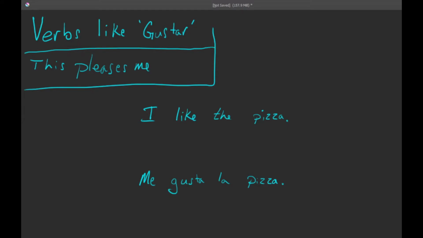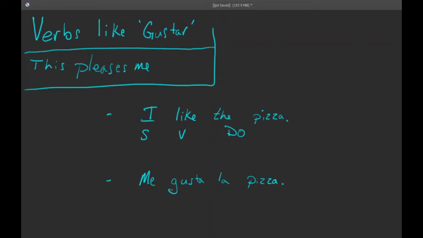Okay, so here are our two sentences. First off we have our English sentence, which states, I like the pizza. When we break it down, I is the subject, like is the verb, and the pizza is the direct object. When I take that same sentence and put its equivalent in Spanish, the structure is going to be a little bit different from what we're seeing here.